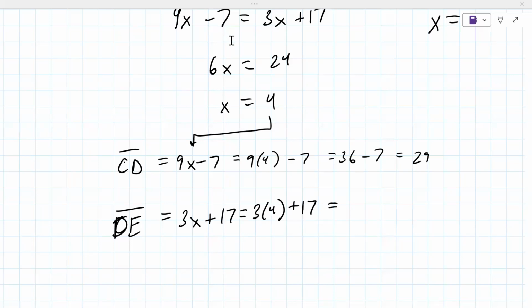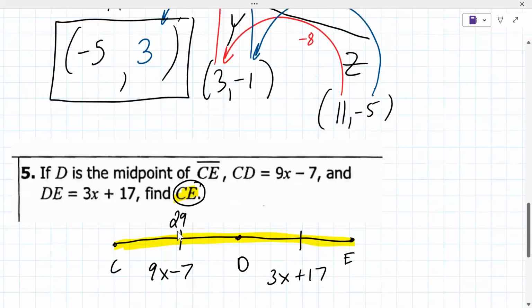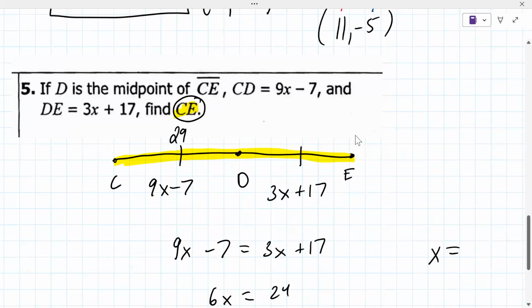It's 29. Okay, what do you notice about these two numbers? They're the same. So that was what I was trying to get you to tell me, that CD is the same as DE because D is the midpoint. If it's the midpoint, the segments are congruent. Now we want the length from all the way from C to E. C to E is what?